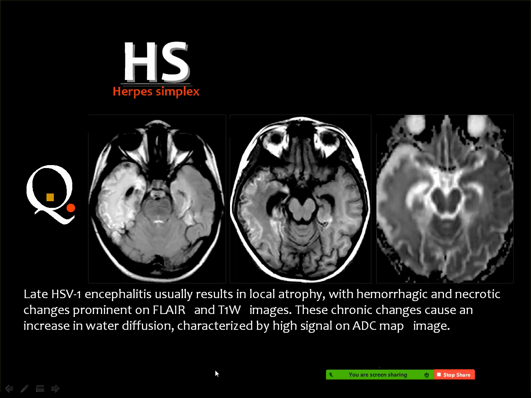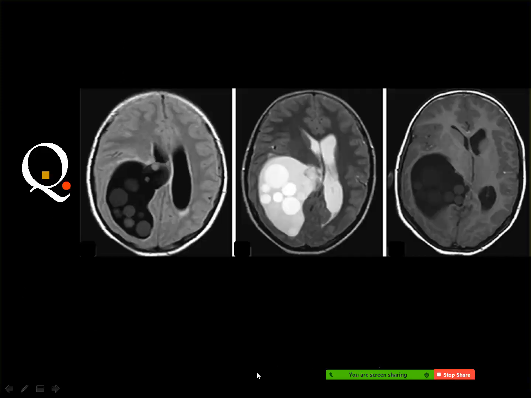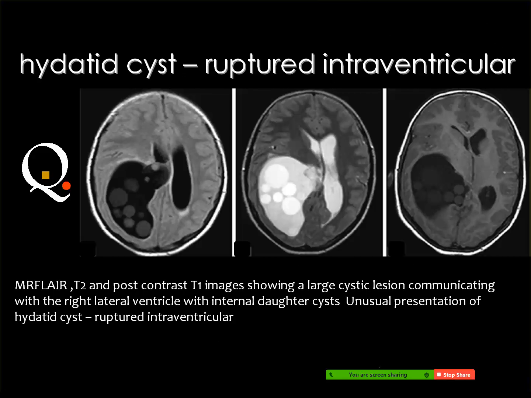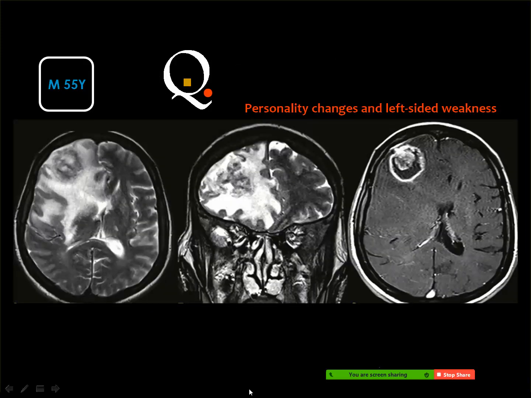Encephalitis. Yes, and this is herpes encephalitis. It is bilateral, non-symmetrical temporal lesion affection and the diffusion restriction, classic appearance of herpes. Hydatid cyst. Yes, and this is intraventricular hydatid cyst, classic appearance with daughter cysts inside the major one.